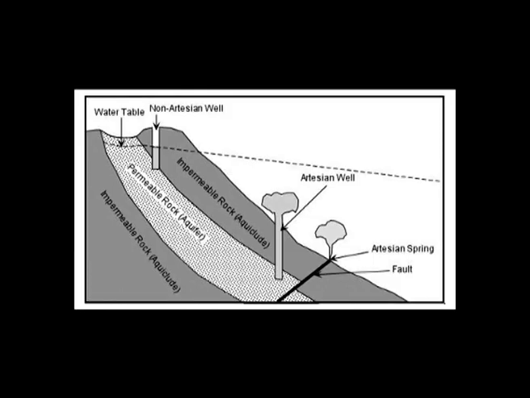In this picture there is a permeable rock, that is an aquifer, sandwiched between two impermeable layers. Here there is a fracture present. Due to that fault, water is automatically rising up from the fault region.